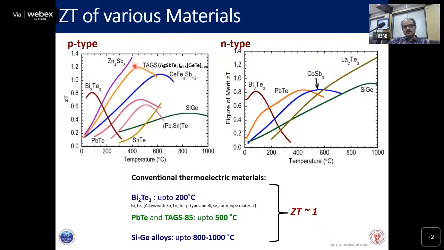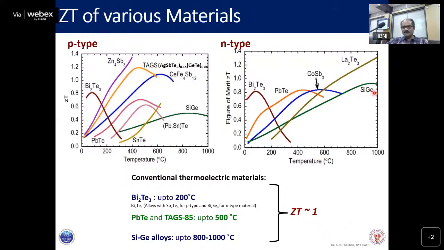So TAGS, this material, and that PBT, this material, you use this material. This is having a figure of about 0.9 ZT at 400 degrees centigrade. So if your operating range is 400 degrees centigrade, you can see that PBT and TAGS are the best suited material.